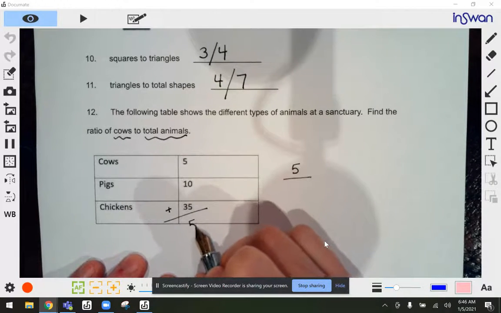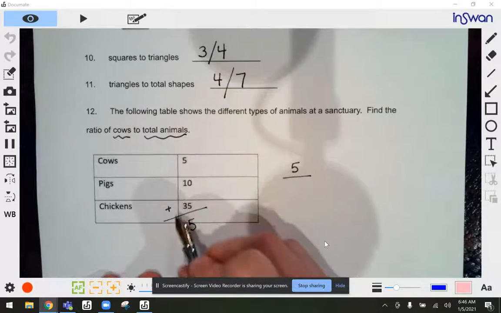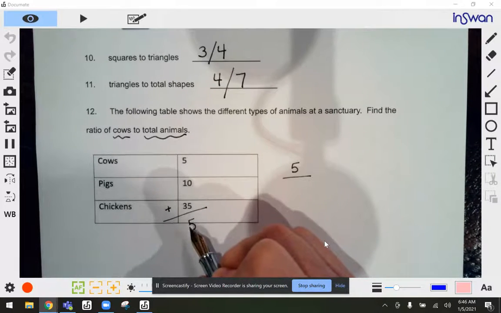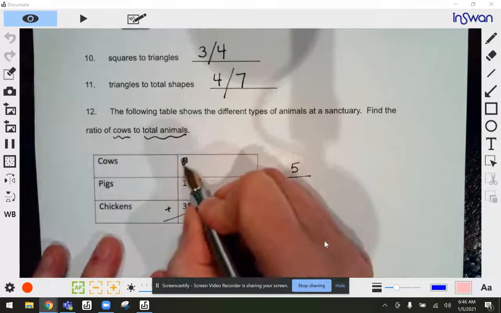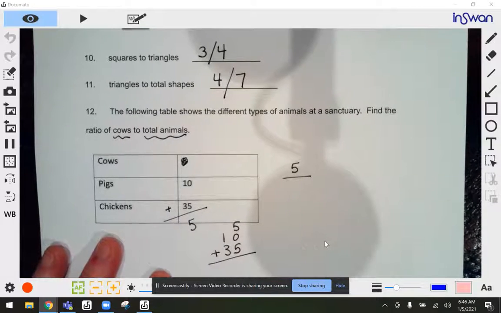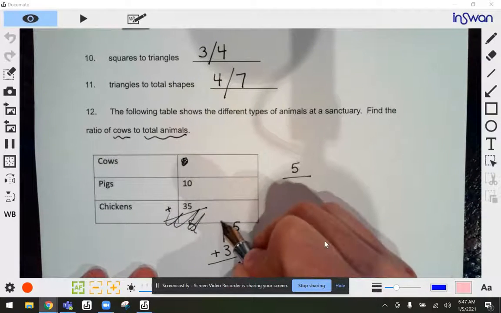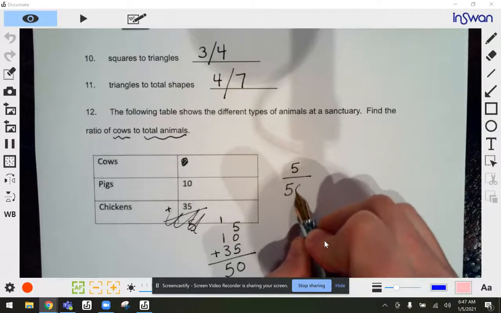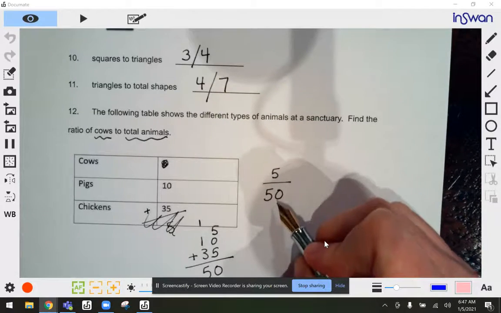So we'd have 5, 90, nope, let's see, 3, 4. Did I mess up? No. Oh, I didn't line up my things. Let's do that again. 5, 10, and 35. I tried to use what was there and I didn't line up my place values. That number wasn't going to make sense. All right, so 3, 4, 5, 50. That makes more sense. So 5 out of 50 here. So 5 cows to 50 total animals.